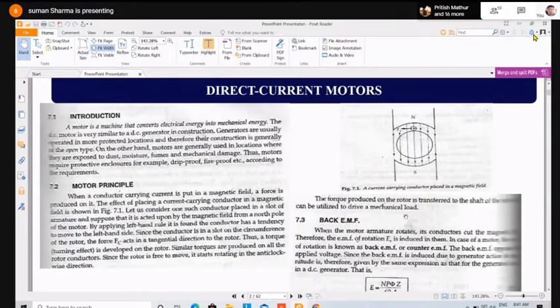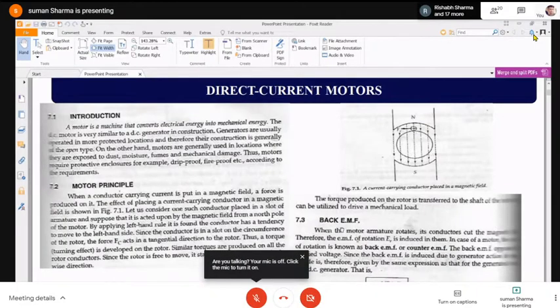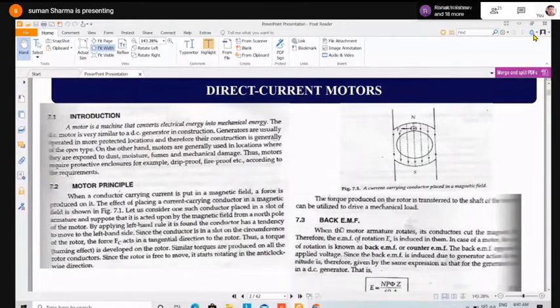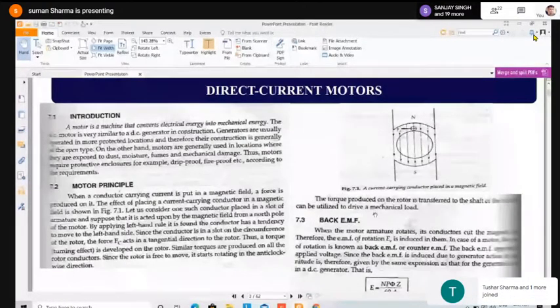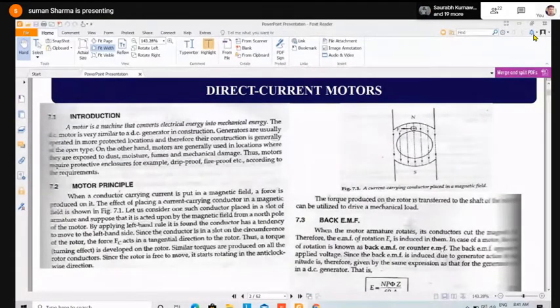So we have derived the generated EMF equation in the case of generator, and here the name is back EMF or counter EMF because it always opposes the cause which is producing it. Here what is the cause? You are applying voltage, current is flowing and due to that current flux is flowing. So current is the cause, so it will oppose the current. When the motor armature rotates, conductors cut the magnetic flux, therefore EMF of rotation is induced in them. In case of motor, it is called the back EMF or counter EMF.